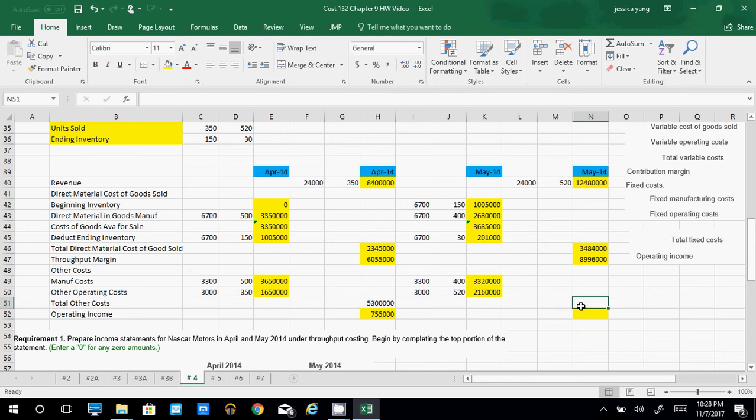For total other costs, I would take the sum of manufacturing costs plus other operating costs, which gives me a total of 5,480,000 for total other costs. And to get operating income for May, I would take my throughput margin of 8,996,000 subtracted by our 5,480,000 to get 3,516,000 for operating income.